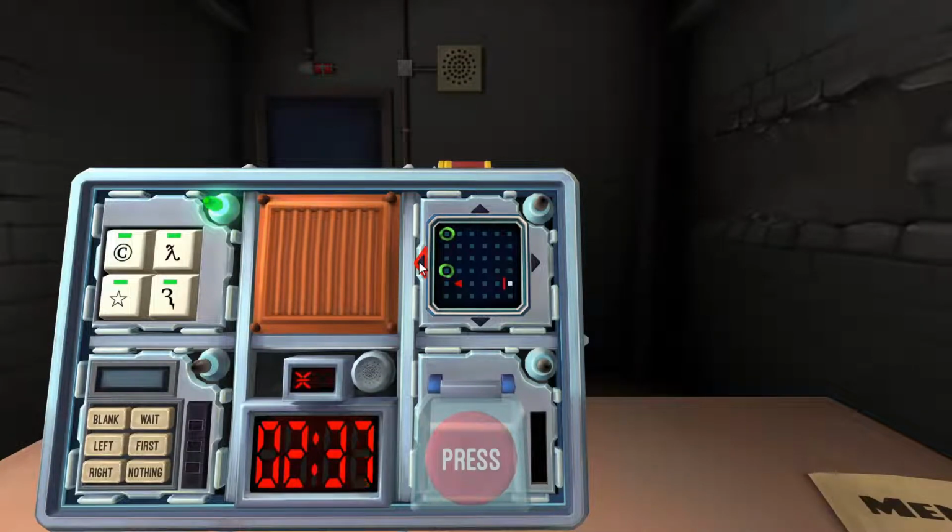Can't solve because I need questions. Go ask your question. Is it blank? Like, what's the blank? Is it the word blank or is there nothing on it? The display has nothing on it. What's the bottom left word? Bottom left word is right.